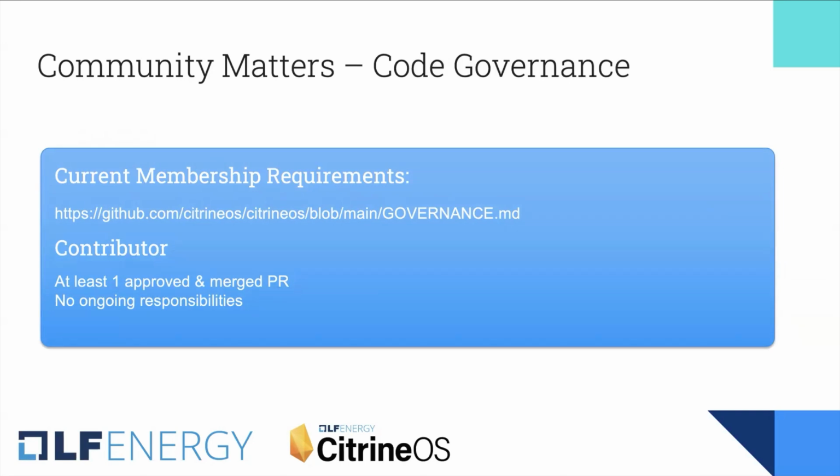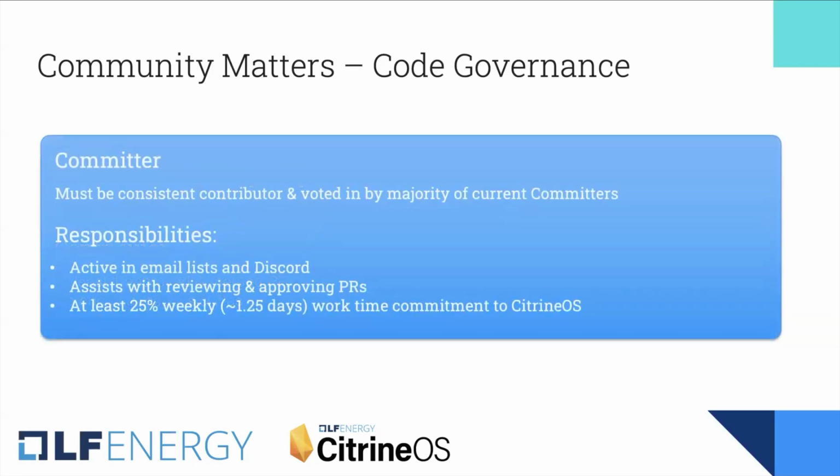It describes a few different roles. The most simple is contributor. All you need to be a contributor is have one approved and merged PR, and there's no responsibilities associated with that. But there is a larger role, committer, which does give input into the future of the project, but it requires specific responsibilities. You must be active in the email listserv as well as the Discord channel and assist with reviewing and approving PRs. At least 25% of your work time weekly must be committed to the project.